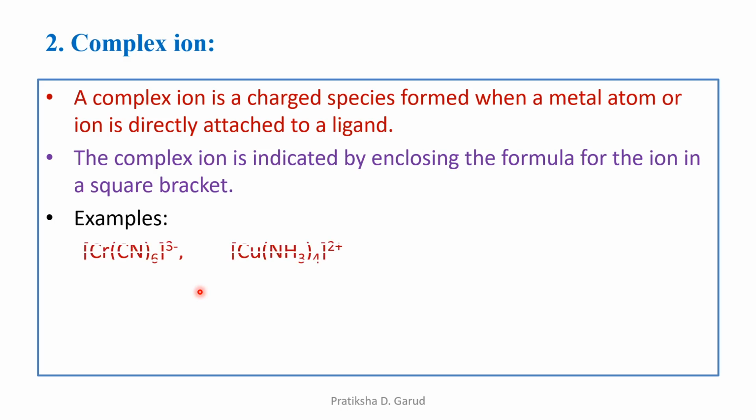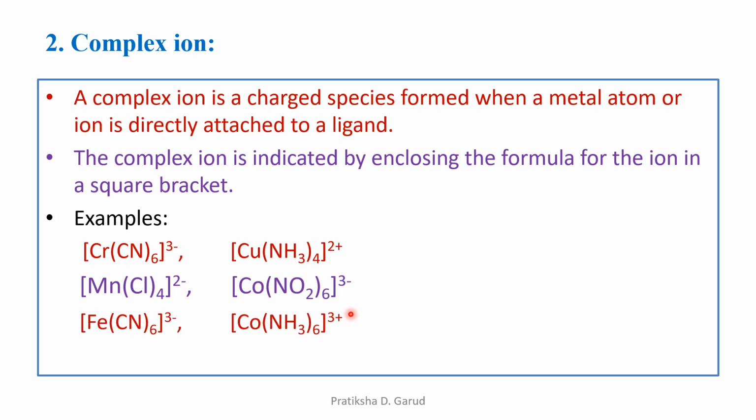So the first example is [Cr(CN)6]3-. Now this formula is put in the square bracket, therefore it is called a complex ion. The second example is [Cu(NH3)4]2+. The next examples are [MnCl4]2- and [Co(NO2)6]3-, and also [Fe(CN)6]3- and [Co(NH3)6]3+. So these are examples of complex ions, which are charged species that may be either plus or minus, and the formula is enclosed in a square bracket.